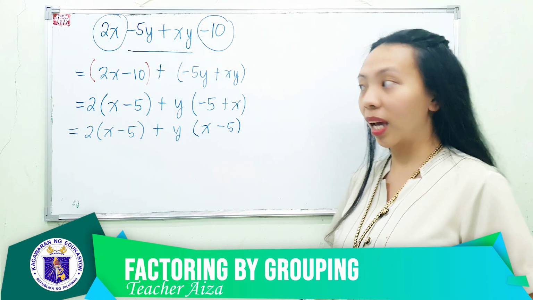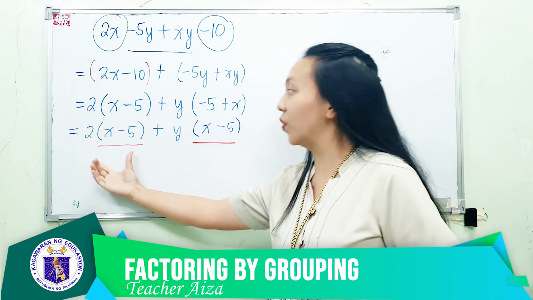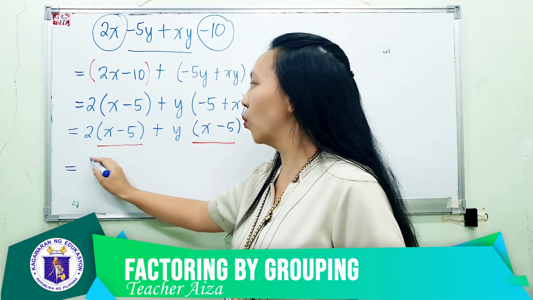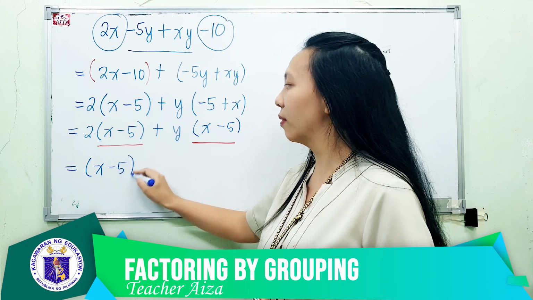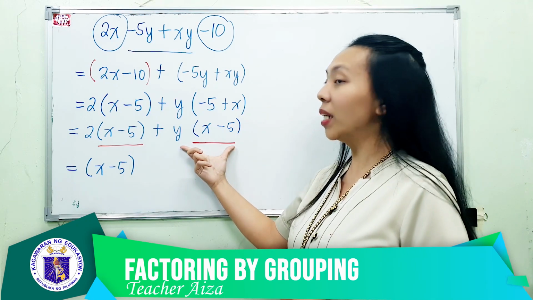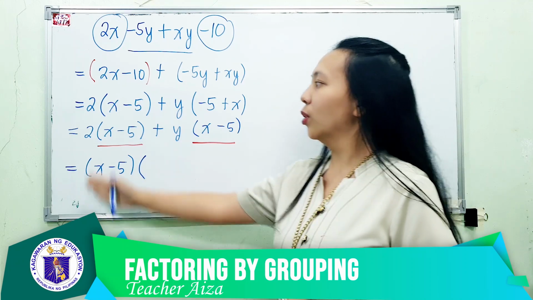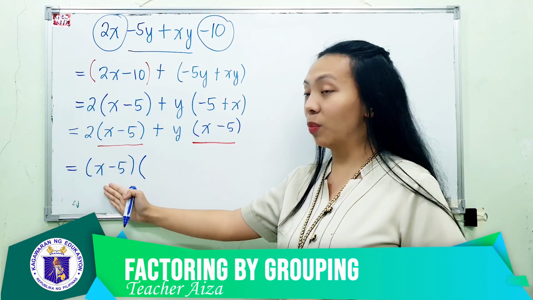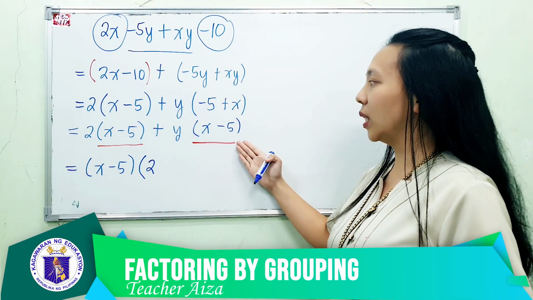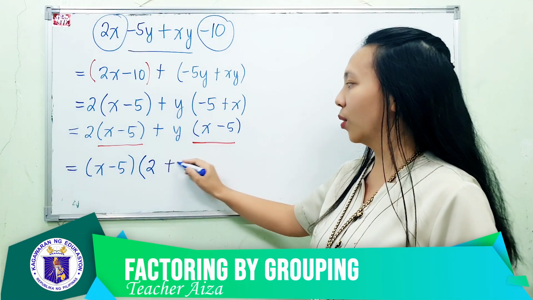Again, the quantity x minus 5 is a common factor to these terms. Therefore, we can factor it out. We have the quantity x minus 5. To get the other factor, we divide each of these terms by the common factor, the quantity x minus 5. And so we have 2 times the quantity x minus 5 divided by the quantity x minus 5 is 2. Y times the quantity x minus 5 divided by the quantity x minus 5 is y.